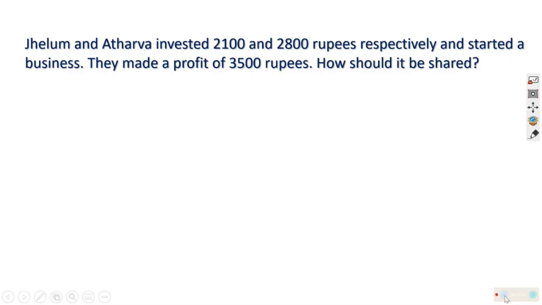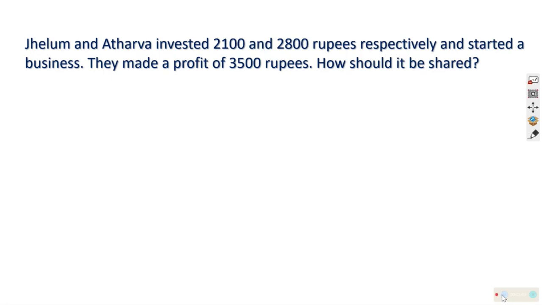Okay, so let me take one example from here. Here is a situation. Jhelum and Atharva invested 2,100 and 2,800 rupees respectively and started a business. They made a profit of 3,500 rupees. How should it be shared? The 3,500 rupees has to be shared.